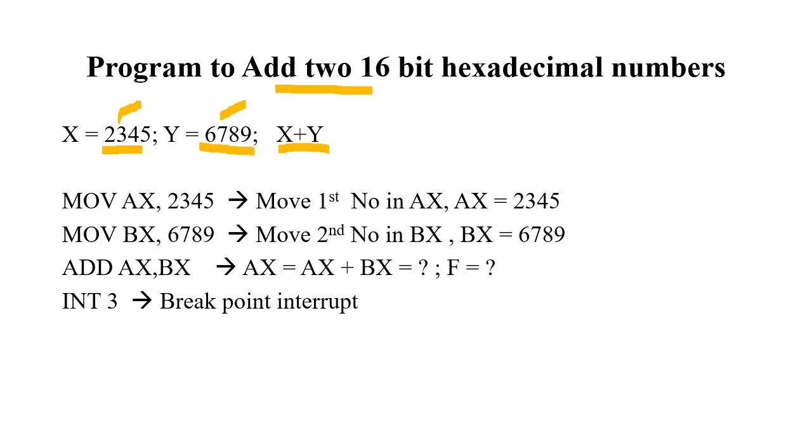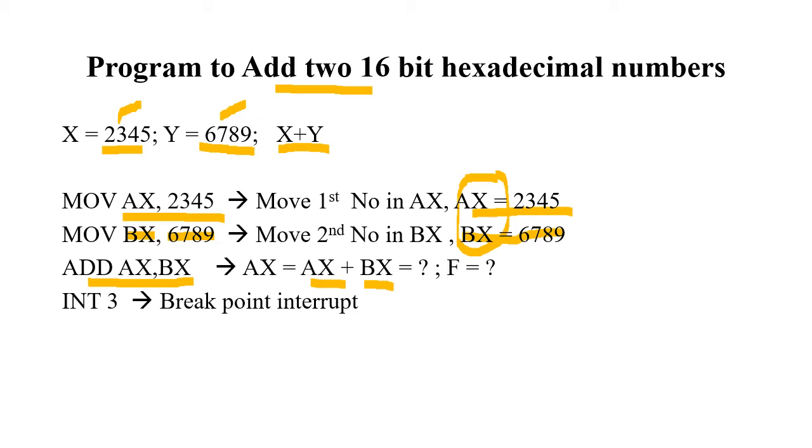For example, suppose I move this to AX, I write MOV AX, 2345. This instruction will move 2345 in AX. Now move 6789 in BX. So BX will be equal to 6789. Now to add the content of AX and BX, the instruction is ADD AX, BX. So AX will be equal to AX plus BX. That means the result will be stored in AX.